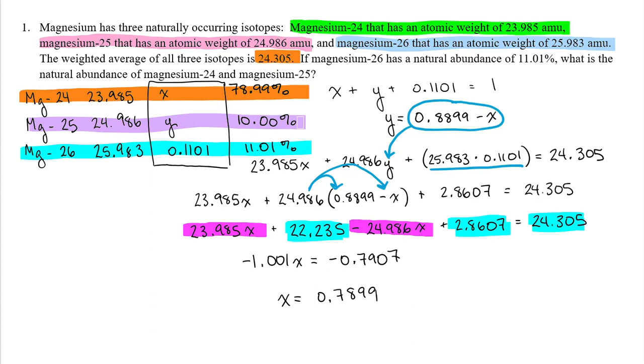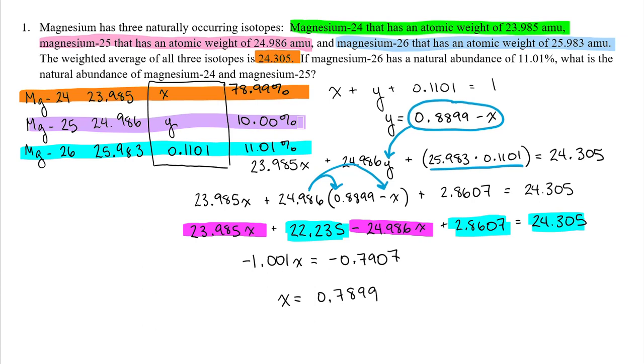All right, so again, the most important chemistry part of this is that all of the natural abundances for all of the isotopes have to add together to give 100%. So the amount as a decimal of magnesium-24 plus the amount as a decimal of magnesium-25 plus the amount as a decimal of magnesium-26, all of those have to add together to give 1.